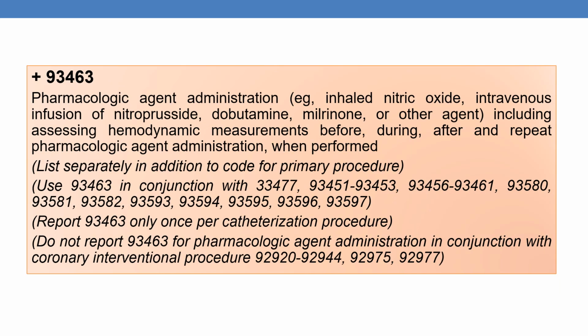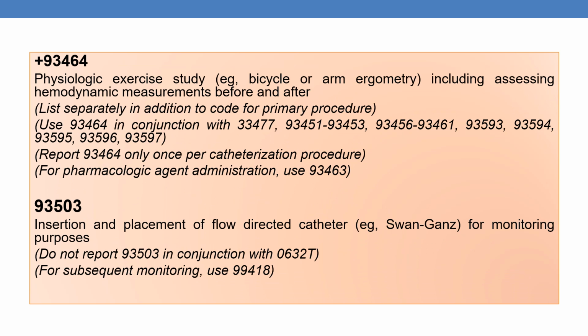The next is also an add-on code, plus 93463. Pharmacological agent administration, for example, inhaled nitric oxide, intravenous infusion of nitroprusside, dobutamine, milrinone or other agent, including assessing hemodynamic measurements before, after, during and repeat pharmacological agent administration whenever performed. This is used when the pharmacological agent is administered for the assessment of hemodynamic measurements. The next is 93464, for physiological exercise study, for example bicycle or arm ergometry, including the assessment of hemodynamic measurements before and after. This is also an add-on code.